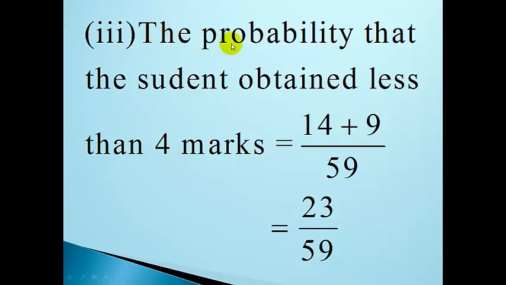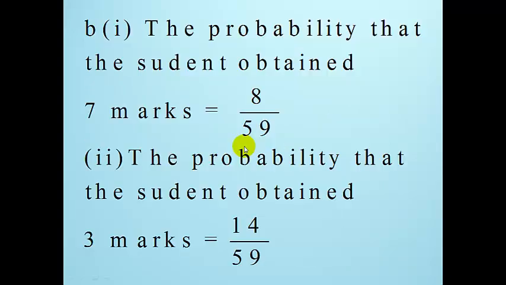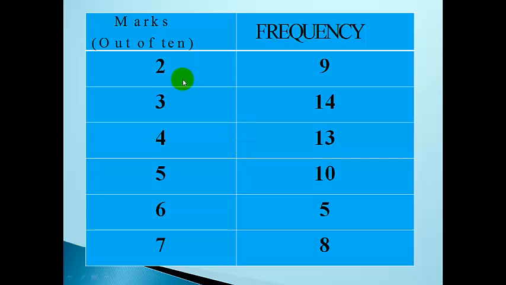Now III, the probability that the student obtained less than 4 marks. So with less than 4 marks, let's go back to the table. Now there is the table. If you are searching for the number of students who got less than 4 marks, that is 3 and 2, because this is the mark 4. That means it's 3 marks and 2 marks.